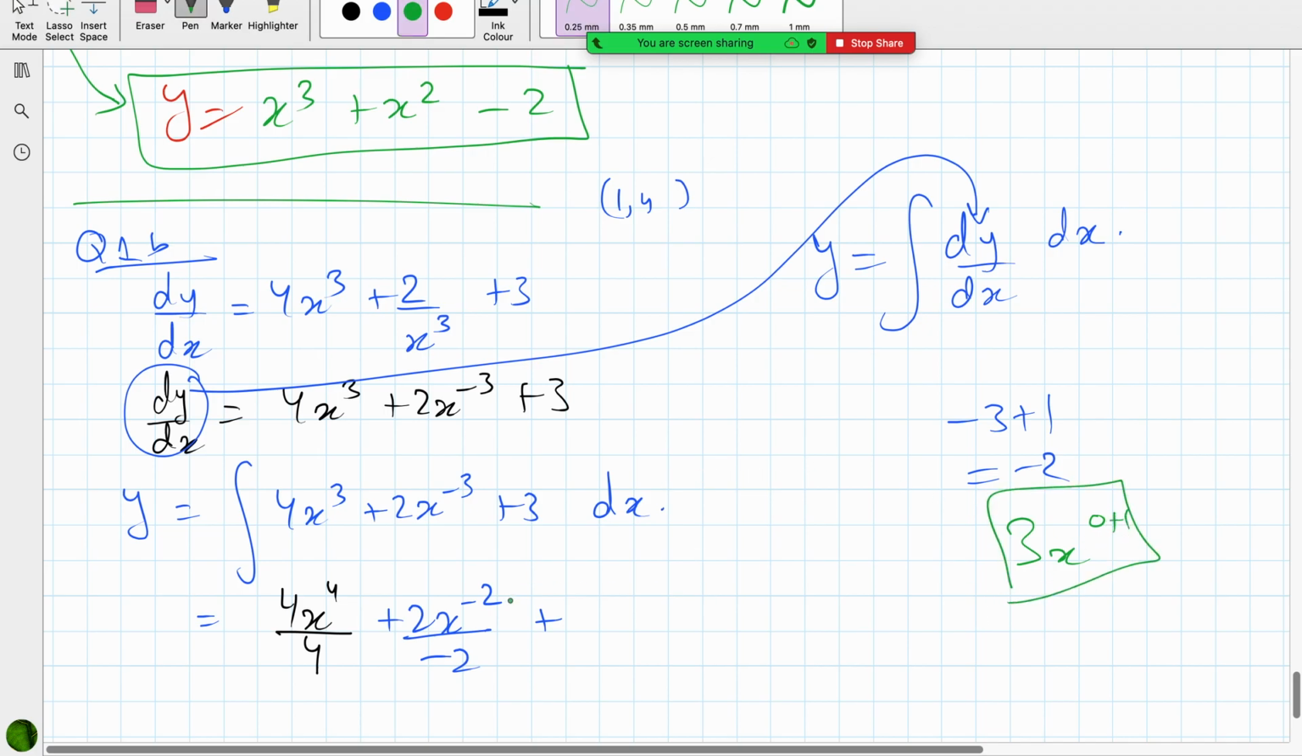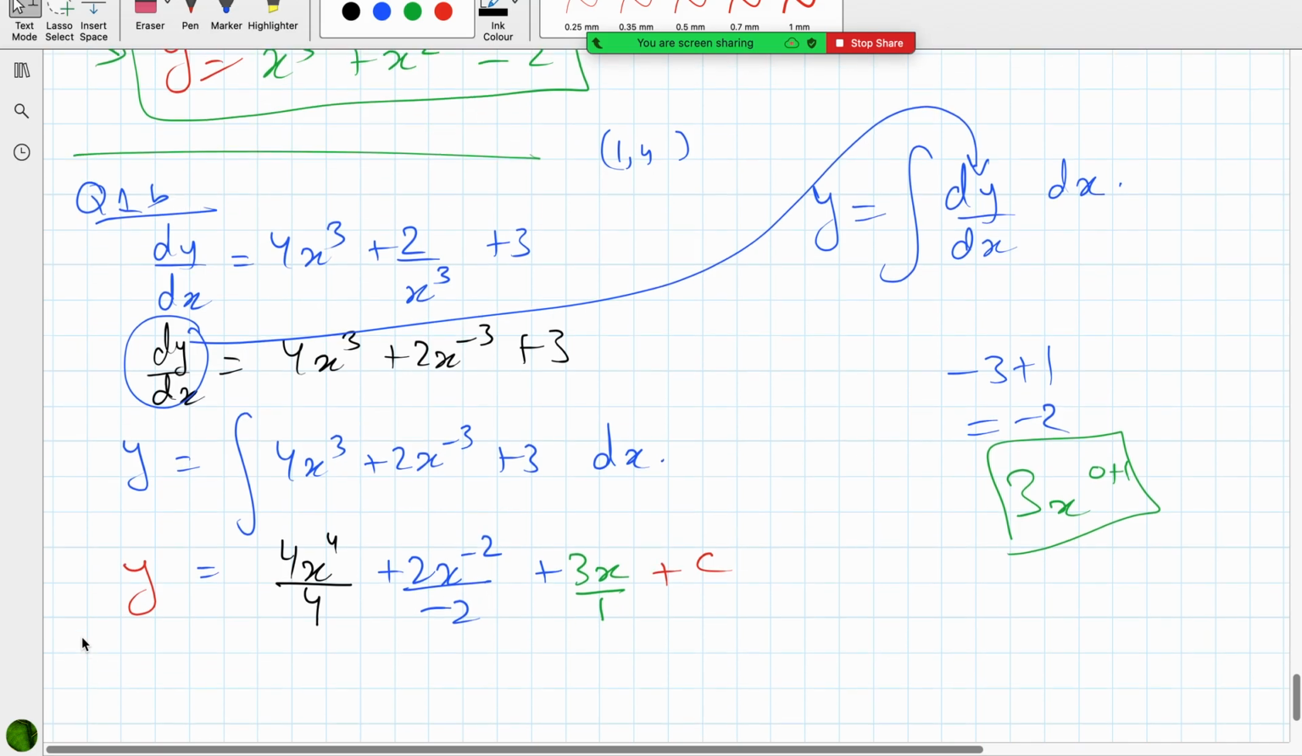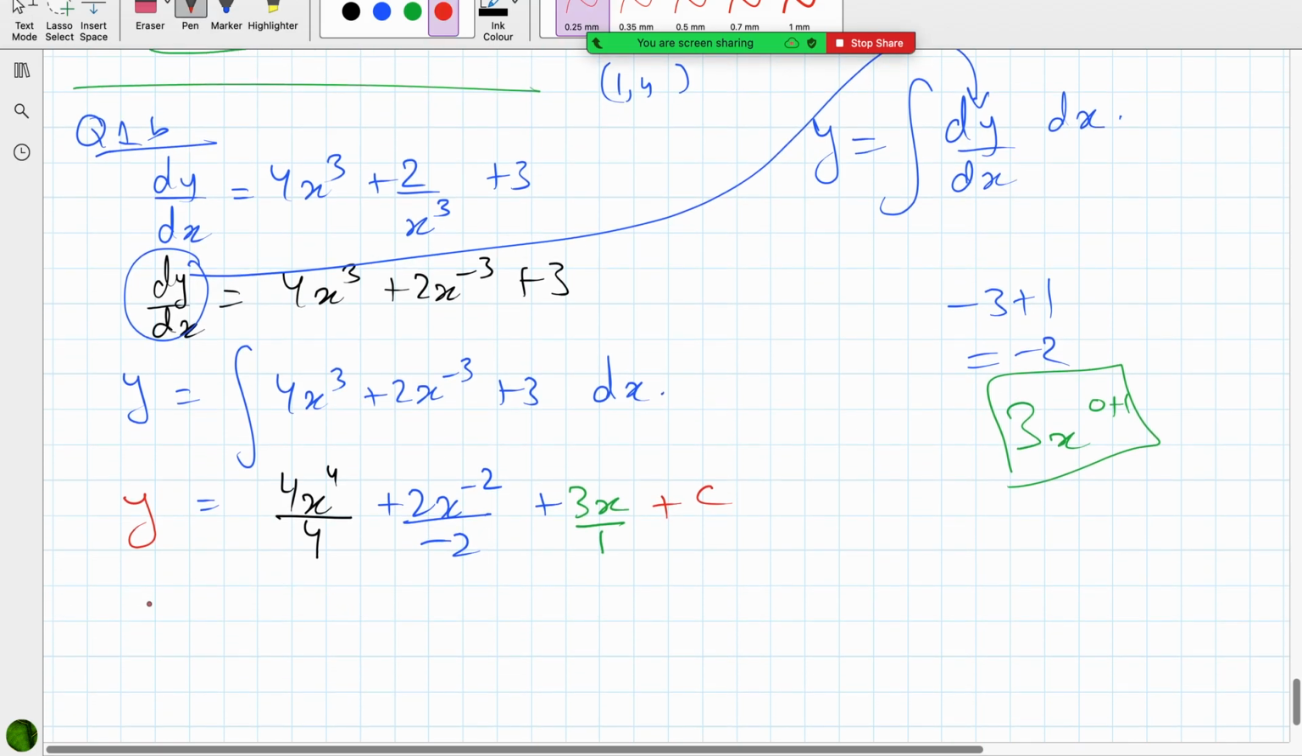So when you add 1, this becomes 3x, divided by the new power, plus c. Any issues till now? This was just the integration. Now we will solve for c. Y is equal to, before we solve, I'm simplifying it.